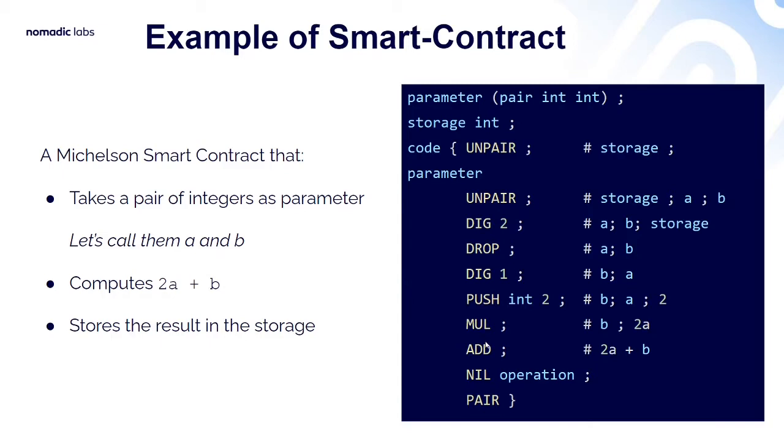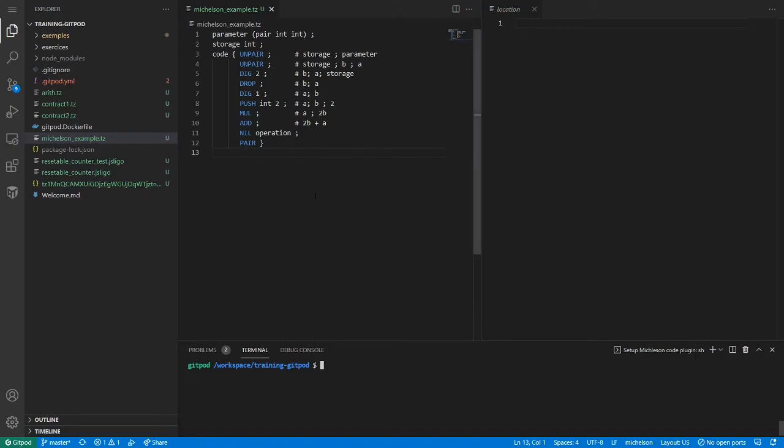And finally, it stores the result in the storage. So basically by producing a pair that contains an empty list of operations and that result. So if we open this contract in Gitpod in our VS Code environment, we have some extensions installed that help us understand what's going on.